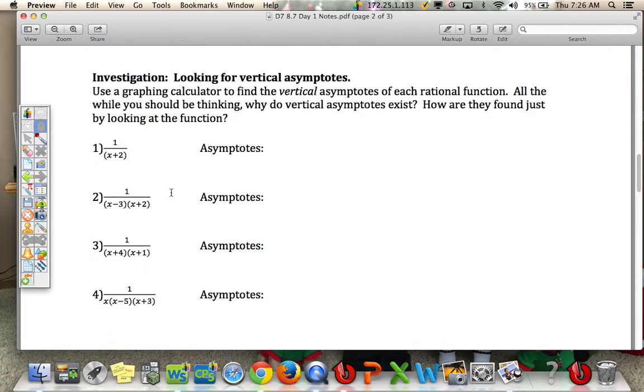Do an investigation day looking for vertical asymptotes. Using your graphing calculator, find the vertical asymptotes of each rational function. All the while you should be thinking, why do vertical asymptotes exist? How are they found? Just by looking at the function.